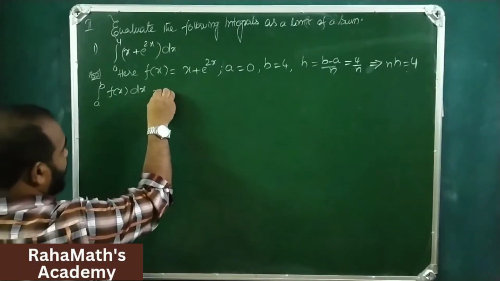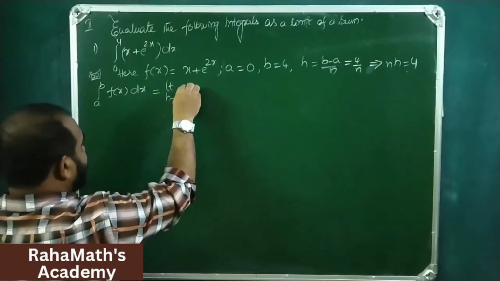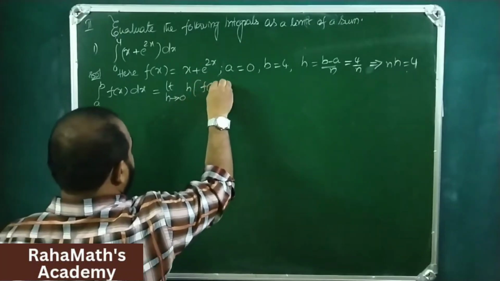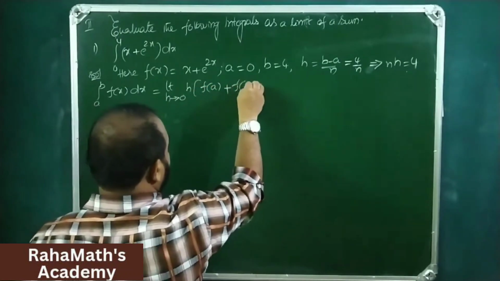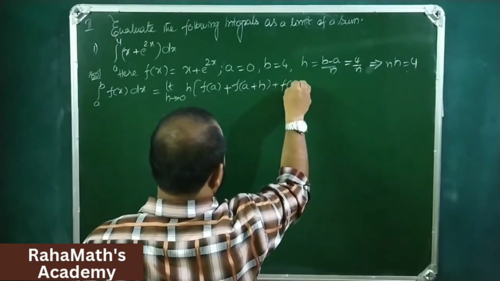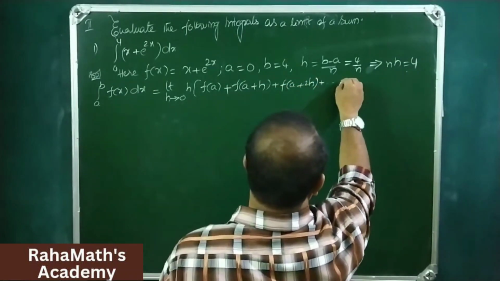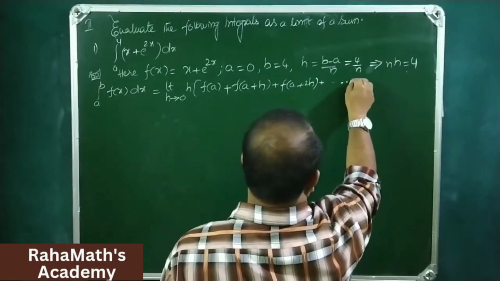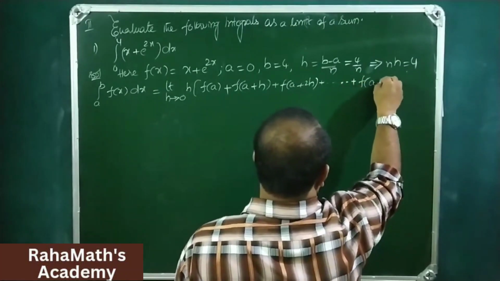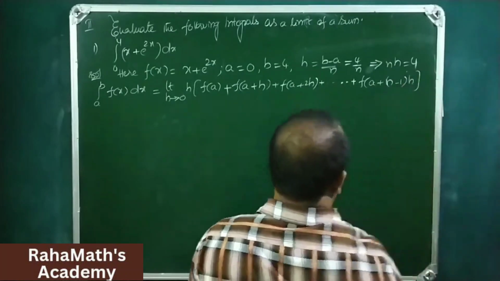The integral a to b f of x dx equals the limit h tends to 0 of h into [f of a plus f of a plus h plus f of a plus 2h, etcetera, plus f of a plus (n minus 1) into h].